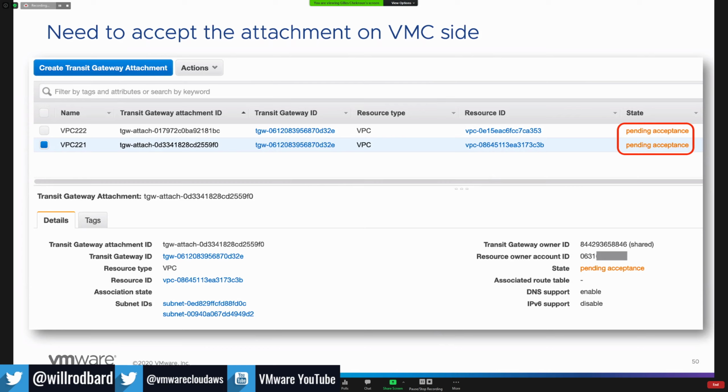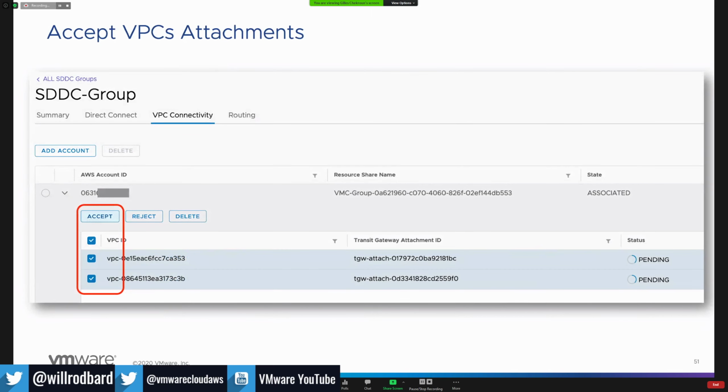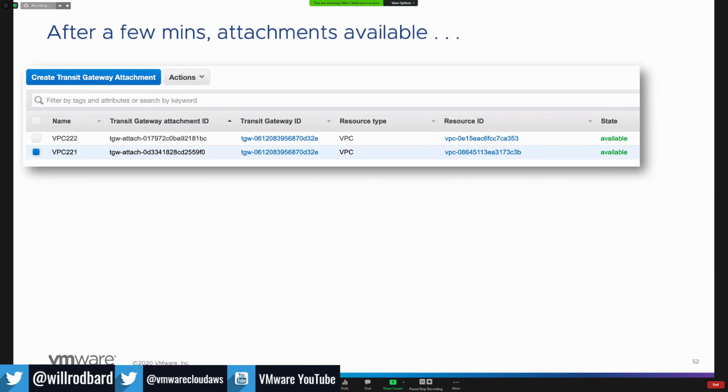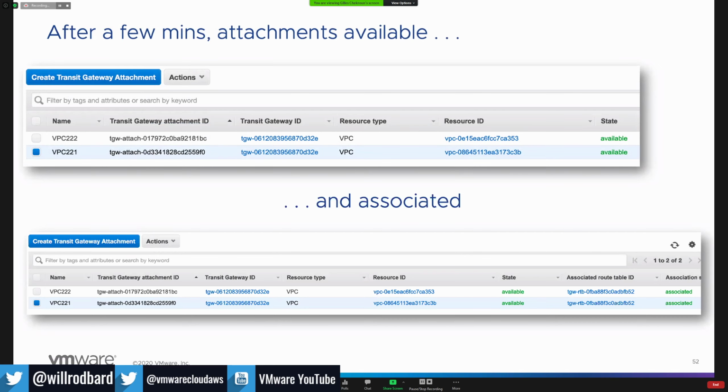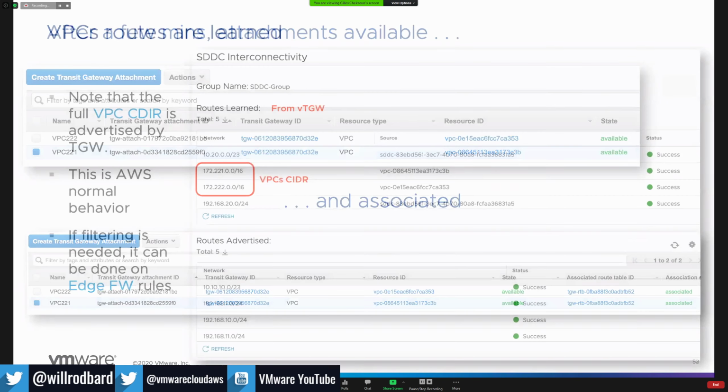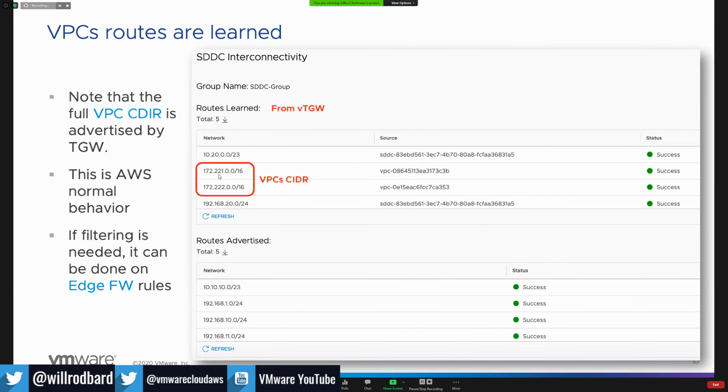Why are they pending? Because I need to go back to VMware Cloud and accept these connections. So I need to go there and accept the transit gateway attachments. And after a few minutes, the attachments are available and they are also associated. Good. So now in the routes I'm learning from the vTGW, I can see my two VPCs, 221 and 222, over here. Perfect.